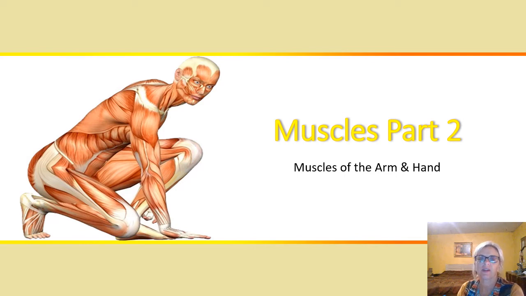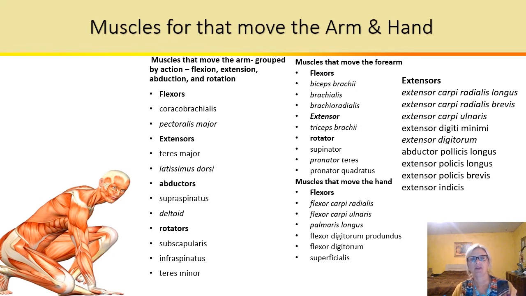All right, now we're going to be looking at the muscles of the arm and hand. You probably didn't think there was going to be that many, but there's quite a few. We have flexors and extensors, abductors, adductors, and rotators.